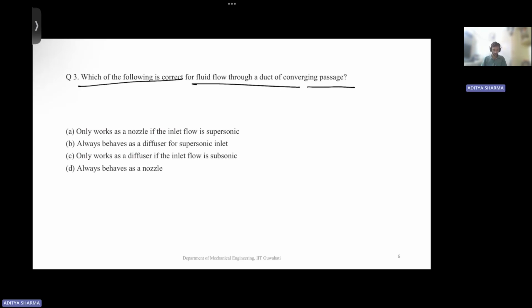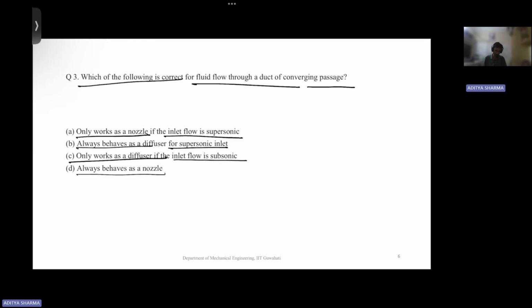Let's read the options. First option is only works as nozzle if inlet flow is supersonic. So nozzle means your flow will accelerate. Diffuser means your flow decelerates. So second option is always behaves as a diffuser for supersonic inlet. Third, only works as diffuser if the inlet flow is subsonic. Fourth, always behaves as nozzle.